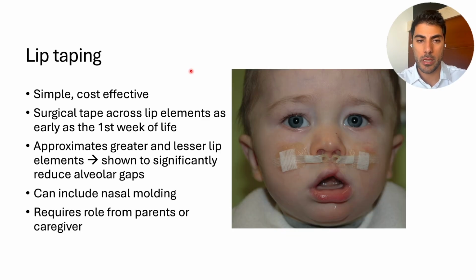And finally, the simplest and most cost-effective method is the lip taping. So as implied by its name, basically we are taping the lips, and then we approximate them together, and we can start as soon as birth, basically. And it also includes a nasoalveolar, silicone molding device for the nose, so we can apply a molding device, a nasal conformer, inside the nose. And the limitation is that it requires a role from the parents or the caregiver in order to always apply this lip taping, and also the baby does not have to interfere with it.